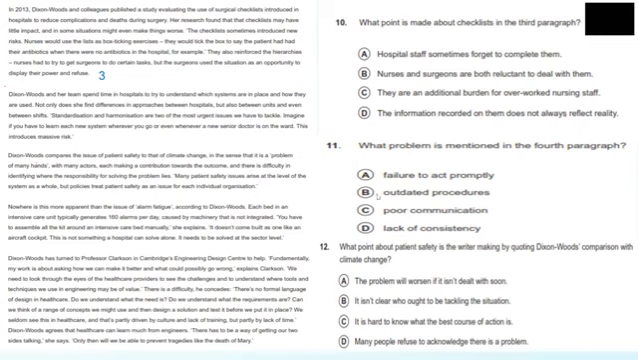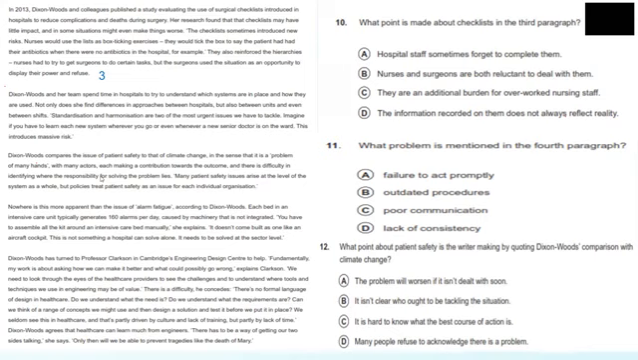The question prompts: what point about patient safety is the writer making by quoting Dixon-Woods's comparison with climate change? My answer is B. It isn't clear who ought to be tackling the situation. Okay, I get it. First thing, let's determine the needed paragraph to be read. Which paragraph? Number 5. So this is 3, this is 4, and this is 5. Is it right? Right. Okay.